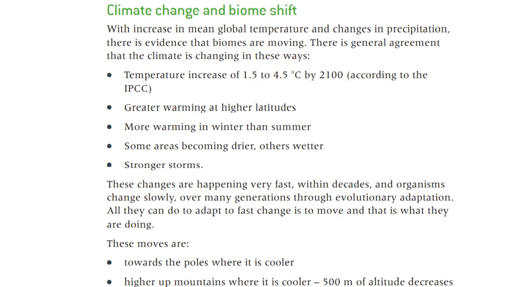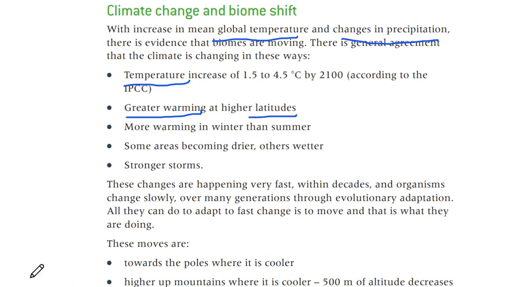Because of the global temperature rising, and of course a change in the precipitation all over the world, there are a lot of changes in the climate and the temperature as well. So the temperature is increasing. There is greater warming at the places which used to be cold, like the high altitudes. Even they are now getting hotter. Not only that, the higher latitudes are also getting even hotter. We're talking about the winters. It's becoming warmer in winters now. Some places are drier, others are wetter.